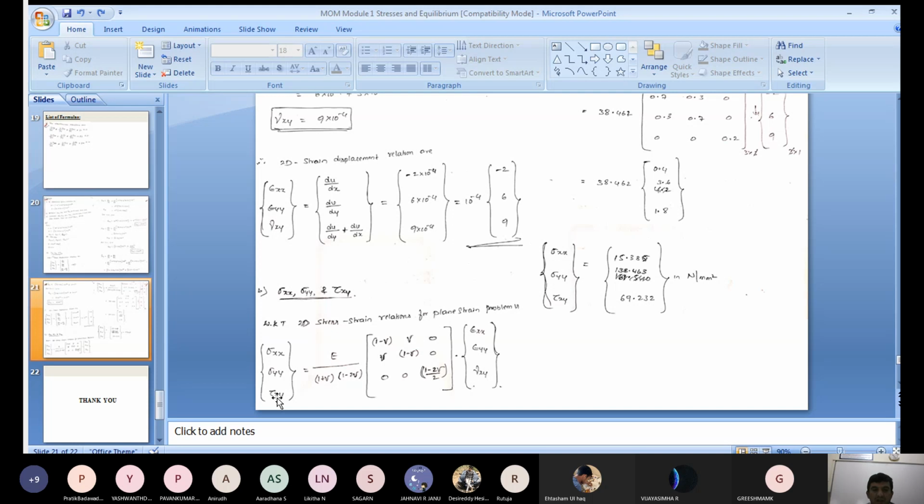Sigma xx, sigma yy, tau xy is equal to E divided by (1 plus nu) into (1 minus 2 times nu). Now write this material property matrix: 1 minus nu, nu, 0; nu, 1 minus nu, 0; 0, 0, (1 minus 2 nu) divided by 2. How do you remember this? Remember the diagonal; the upper triangle is equal to the lower triangle in this symmetric matrix.